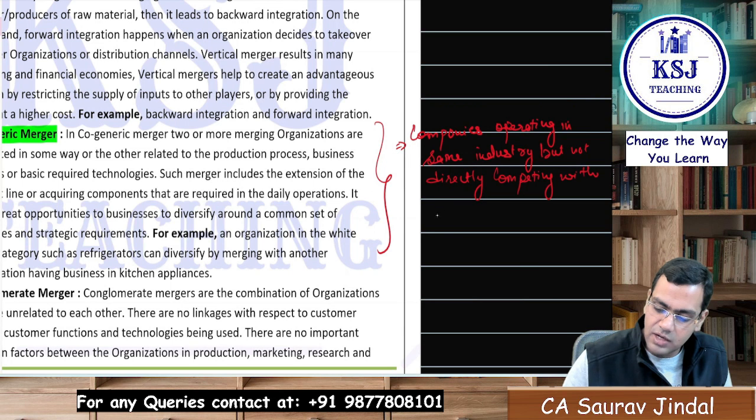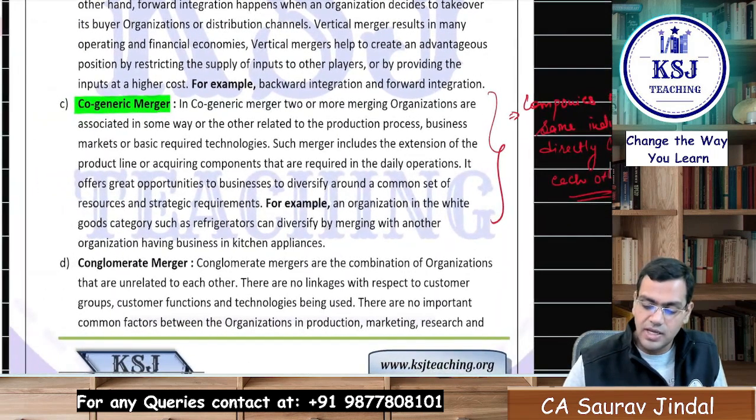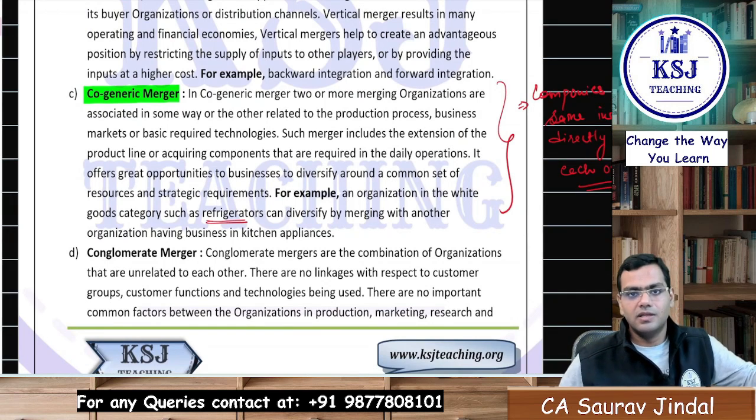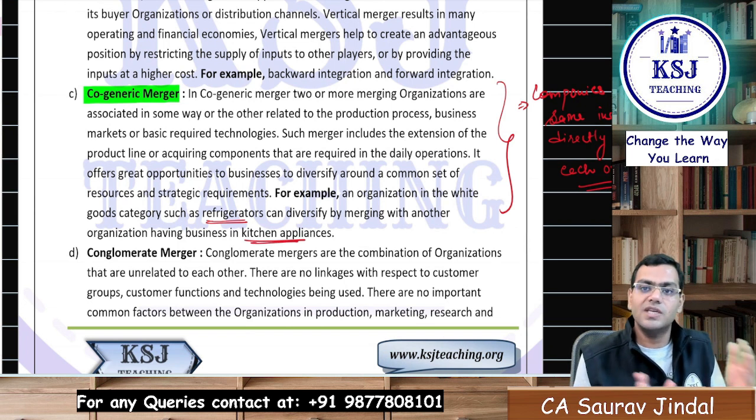So why do they go for a merger? Because they want to increase their product line base, they want to increase their customer base. What is the example here? The organization in the white goods category, such as refrigerators, right? So a company manufacturing refrigerators merges with or acquires a company that is into kitchen appliances. Now a refrigerator is also a part of kitchen appliances only. They are in the same industry, but they are not directly competing.